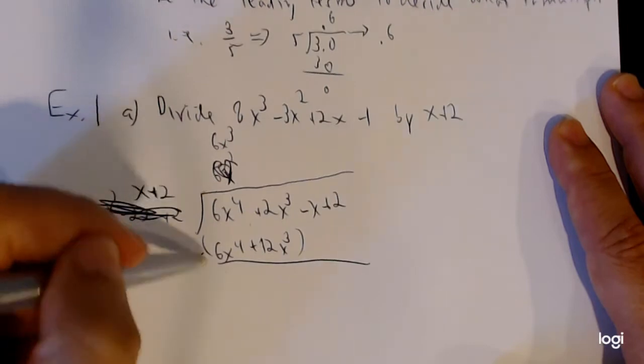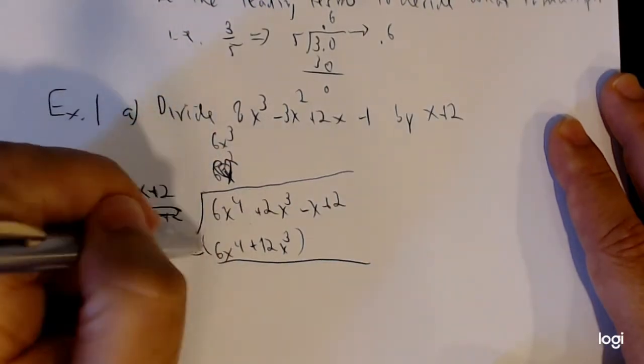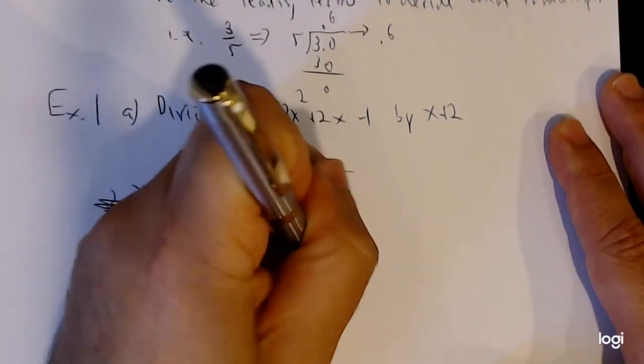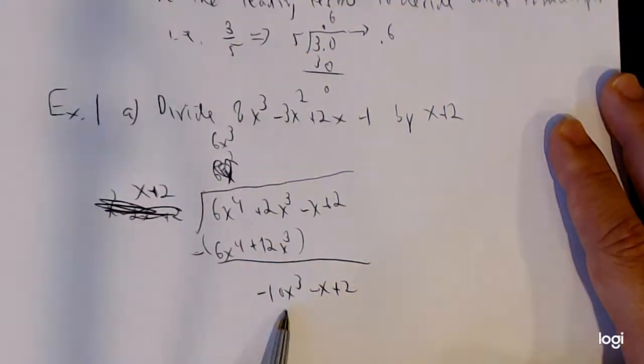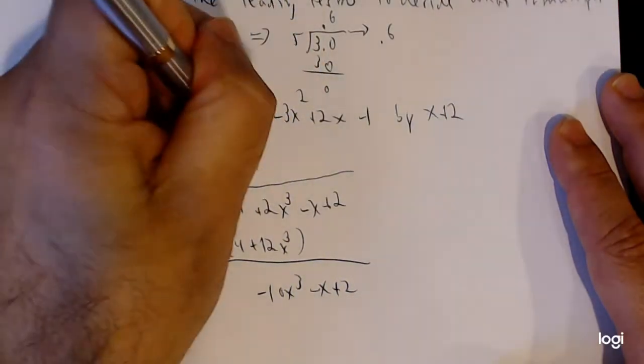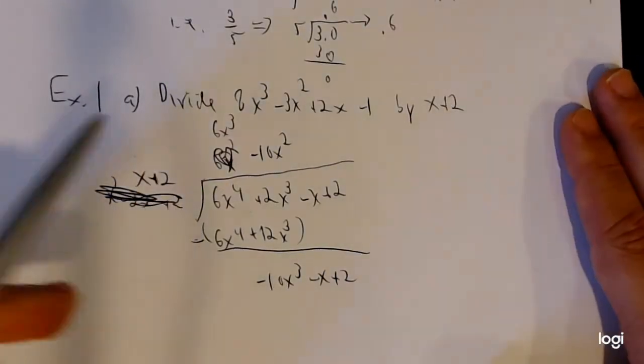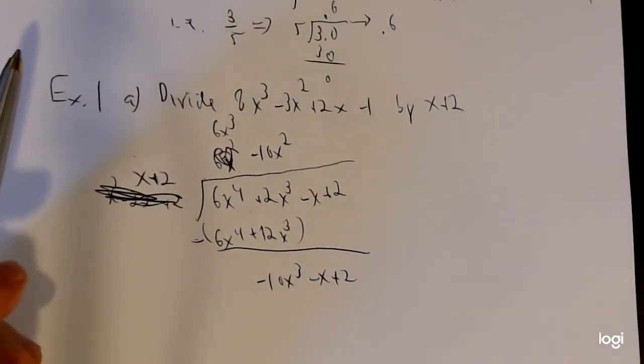6x to the 4th minus 6x to the 4th, gone. 2x cubed minus 12x cubed is minus 10x cubed, and then we carry everything down. And now I look at the leading terms again. What do I need to multiply to this x to get negative 10x cubed? I'm going to multiply by negative 10x squared. So hopefully you're seeing this process is identical to just dividing numbers.